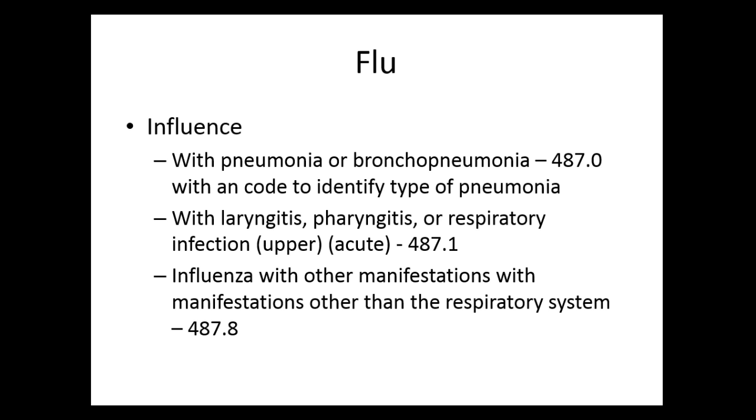Influenza with other manifestations such as laryngitis, pharyngitis, or respiratory infection, whether it's acute or upper, is coded to 487.1. Use code 487.8, influenza with other manifestations, for any influenza with manifestations in body systems other than the respiratory system.